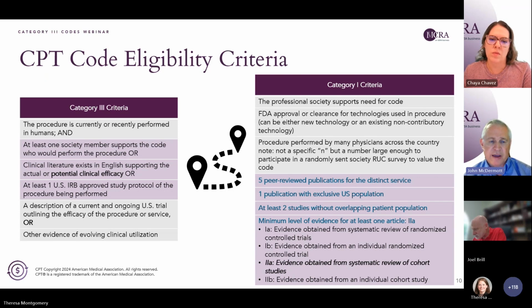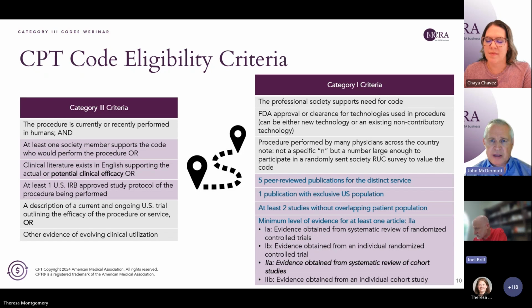So one of those, and then you need a description of a current or an ongoing trial, on the efficacy or other evidence of evolving clinical utilization. So when you look at that as a whole, it's really not a very high bar to meet. It's relatively straightforward. If you have a normal clinical development program or product development program going, it's usually not a big burden to meet for Category III.